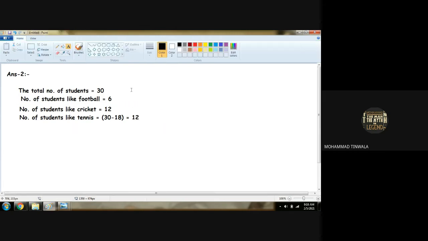So how much tennis did we get? These two total is 18. So subtract 18 from 30, and the rest of the number is for tennis. Now can we start with answer number A?